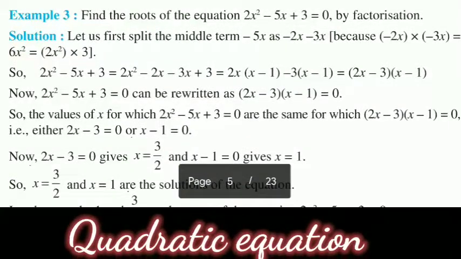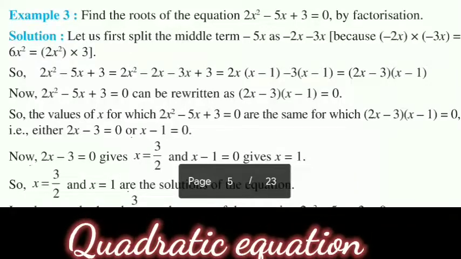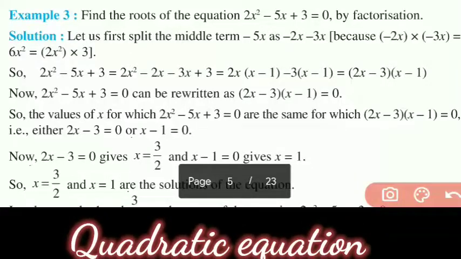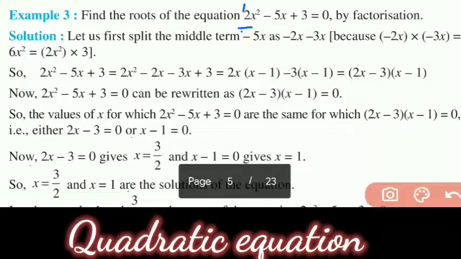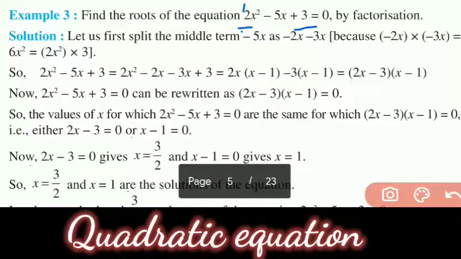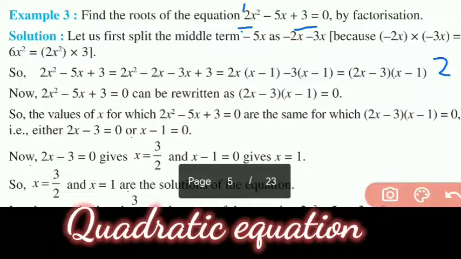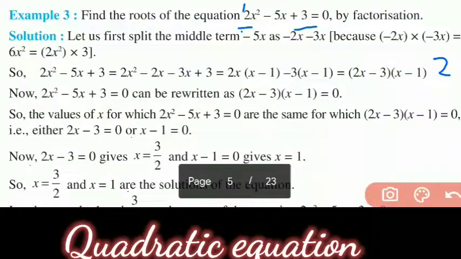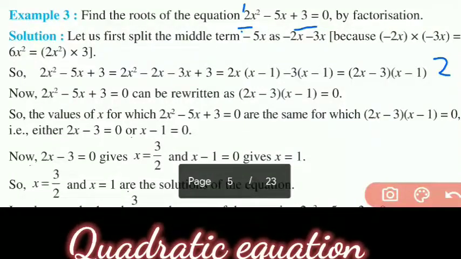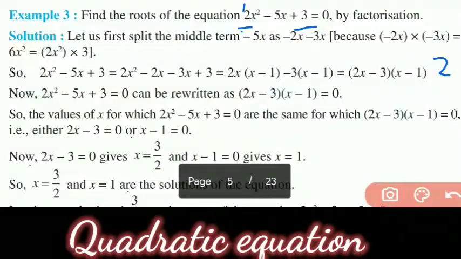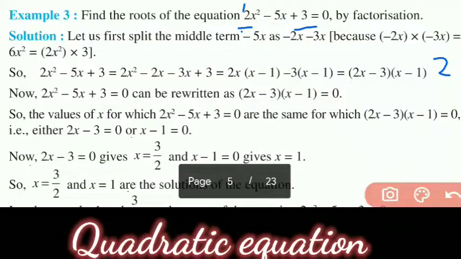Find the roots of the equation 2x square minus 5x plus 3 is equal to 0 by factorization. So here we need to factorize it. First we find the coefficient of x square, that is 2, and the constant term is 3. We are not finding the product first, we can factorize them separately. The factors are 2 and 3.